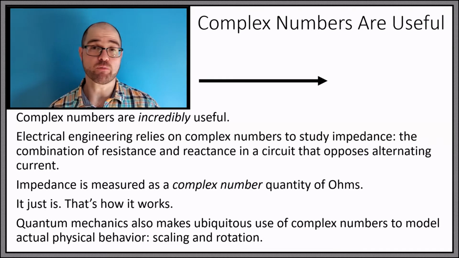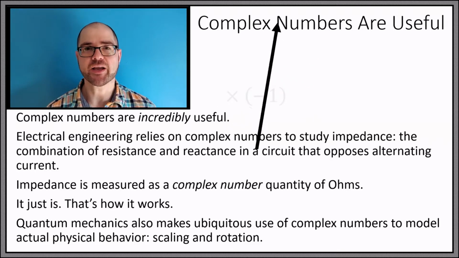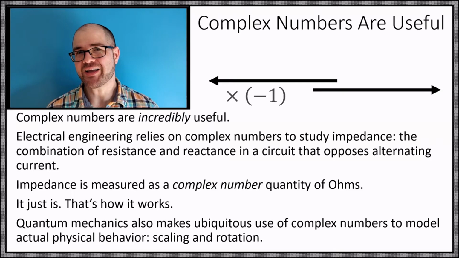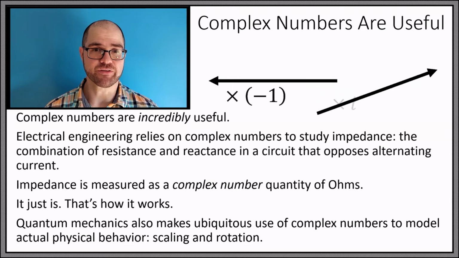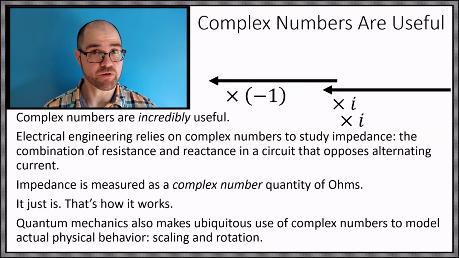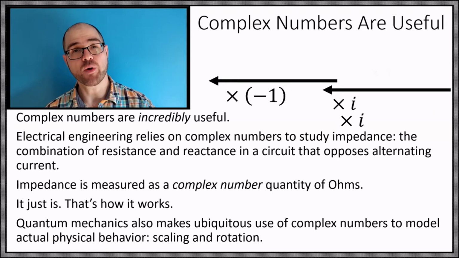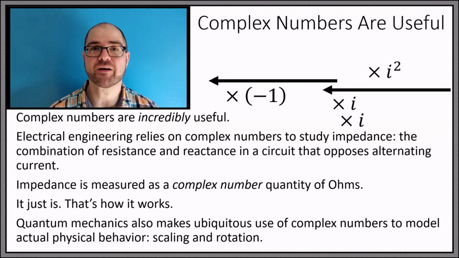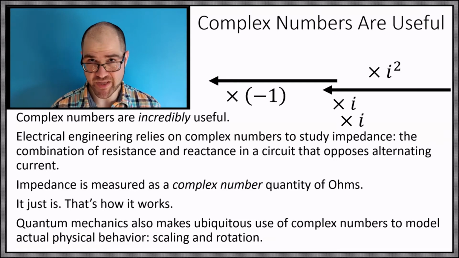Multiplying by -1 reverses something, right? Like a 180-degree rotation. Well, multiplying something by i rotates it by 90 degrees. Do that twice to get 180 degrees. In other words, reverse it. Multiplying by i twice is the same as multiplying by -1. i squared is -1. There.